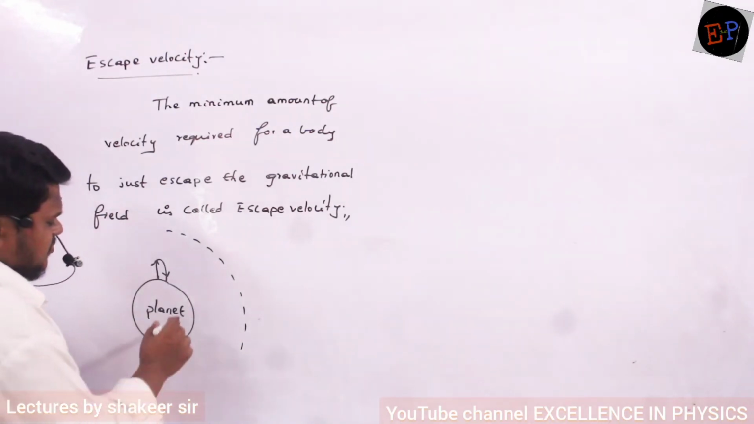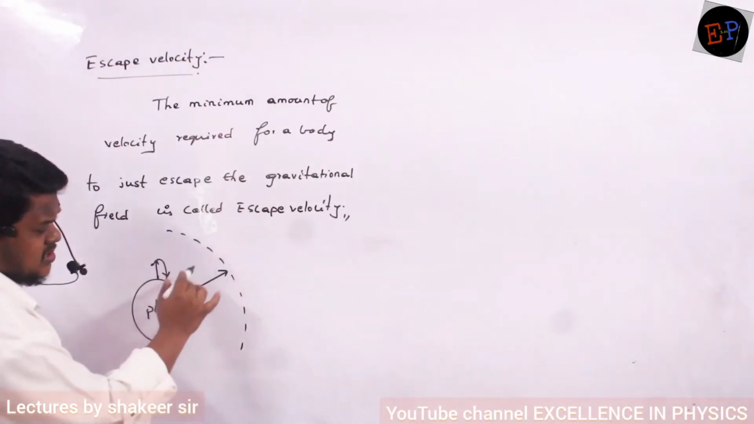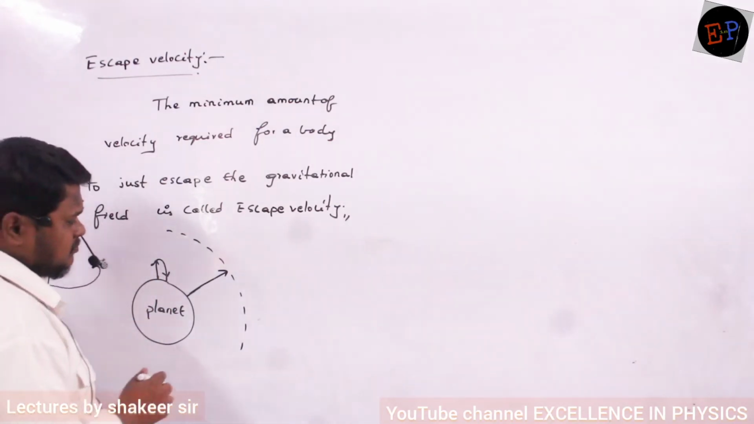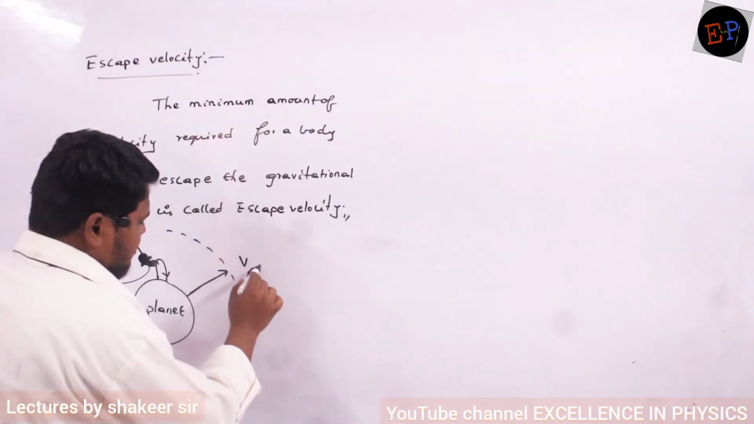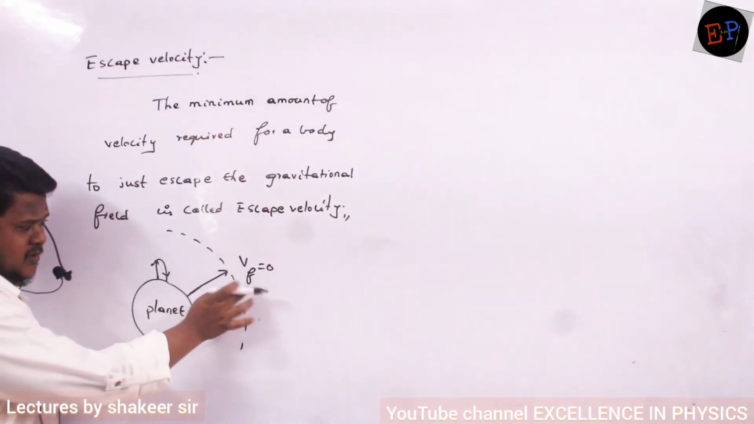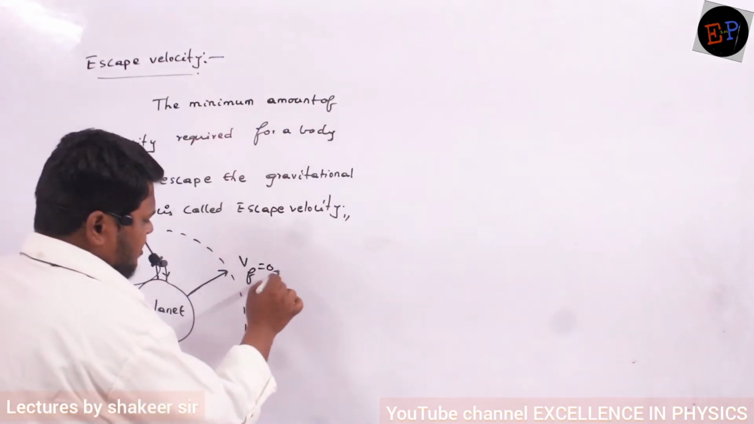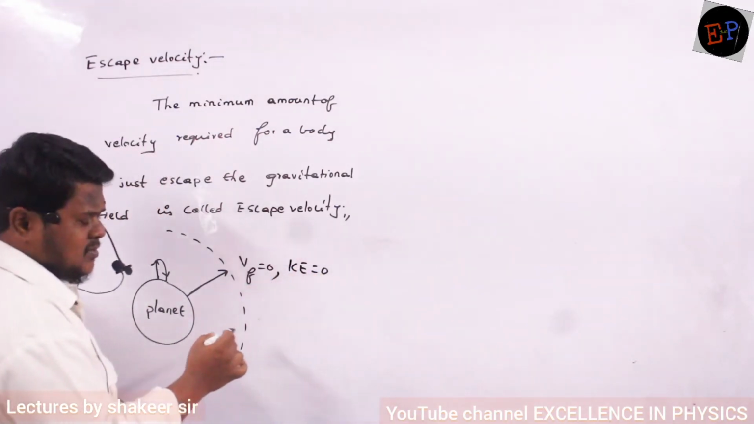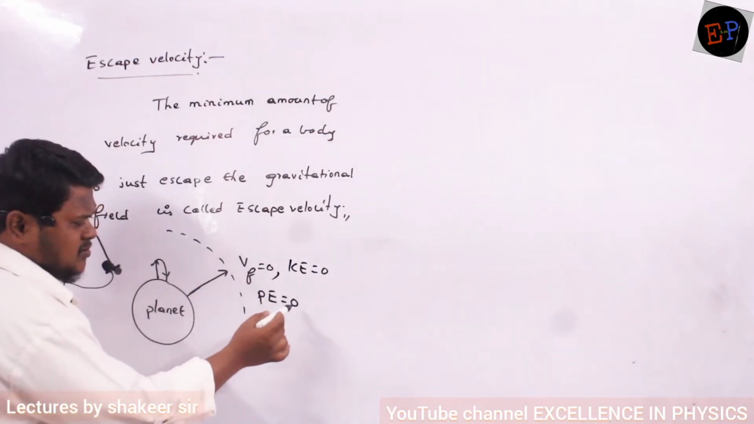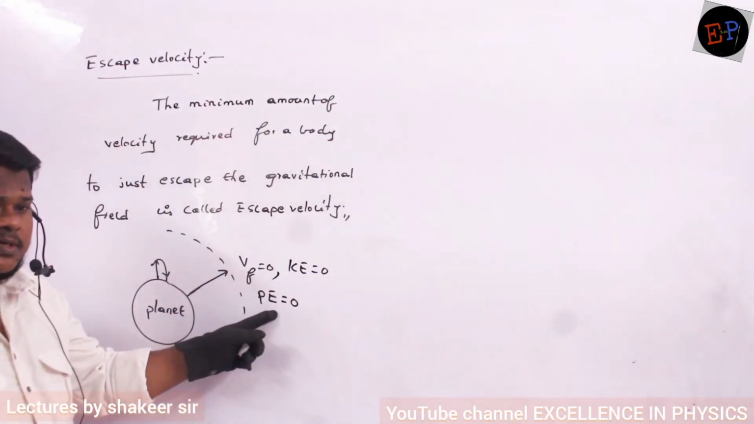Understood? So if I project any body with a particular velocity, it should just escape the gravitational field. What is meant by just escaping? Its final velocity should become 0. It means just after crossing the gravitational field, its velocity should be 0. And if final velocity is 0, kinetic energy is also 0. And after crossing the gravitational field, what will be the potential energy? Potential energy also will be 0, and this is the maximum value. But kinetic energy is the minimum value, while potential energy is the maximum value.